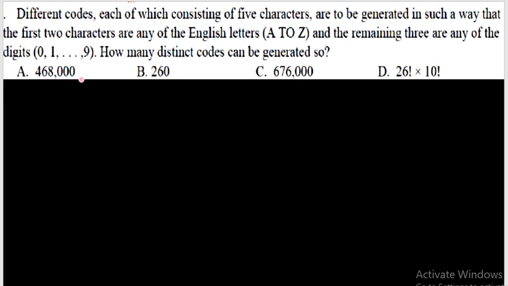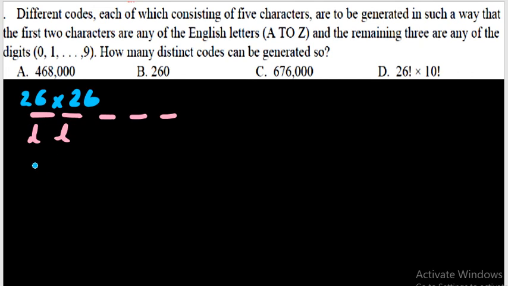Different codes, each consisting of 5 characters, are to be generated in such a way that the first 2 characters are any letters of the English alphabet from A to Z, and the remaining 3 are any of the digits from 0 to 9. So how many distinct codes can be generated? 5 characters. So the first 2 will be any letters. When you are considering English letters, there are 26. So 26 times 26 chances we have, which is 676.